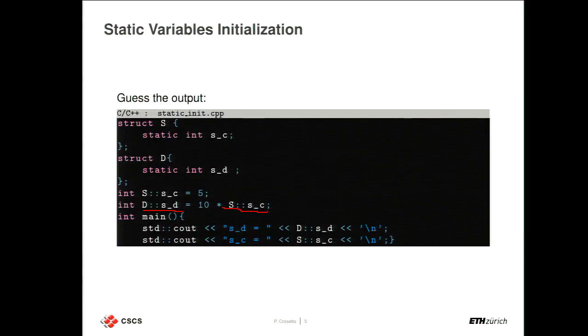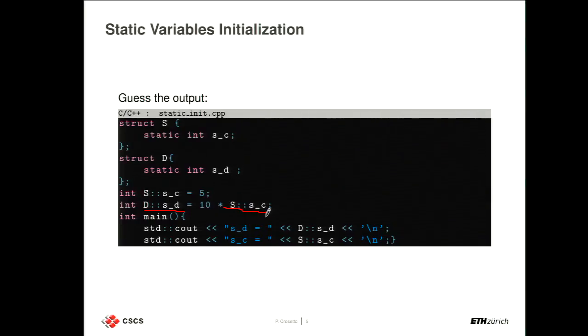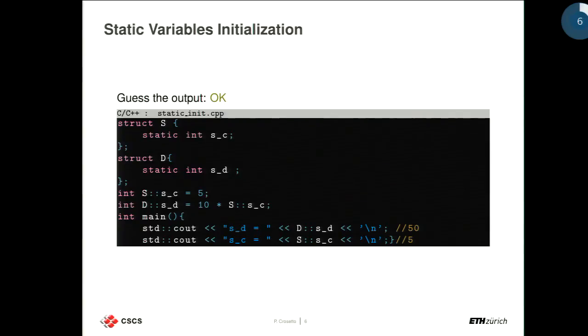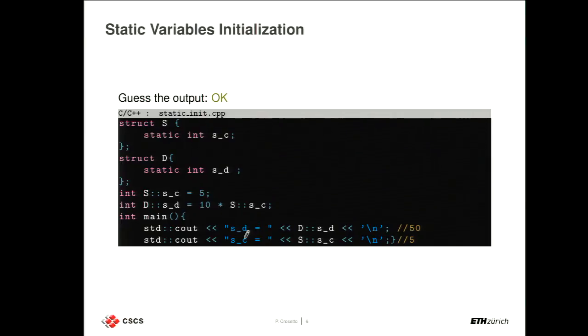If it follows the program order, you would expect the initialization to initialize this first, and this gets initialized because this s_c is known. So this is what happens. Okay, this gets initialized to 50, this is 5. So everything seems to work nicely.